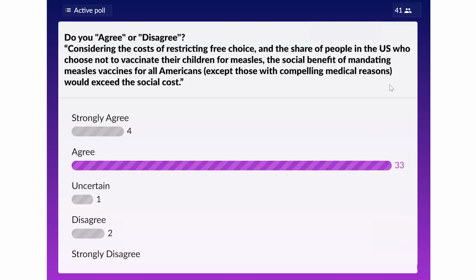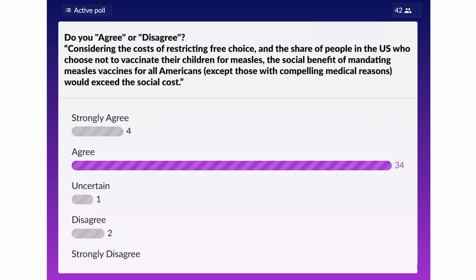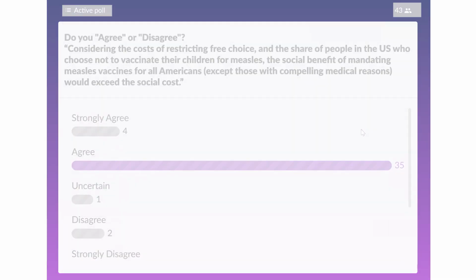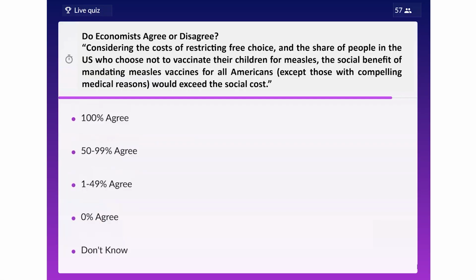Okay, so the majority of you agree, or some strongly agree. There's still people who disagree and strongly disagree. That's okay. The next one is the quiz. So let's see. Do economists agree or disagree with the same statement? 100% agree, 50 to 99%, 1 to 50%, 0%, or don't know.